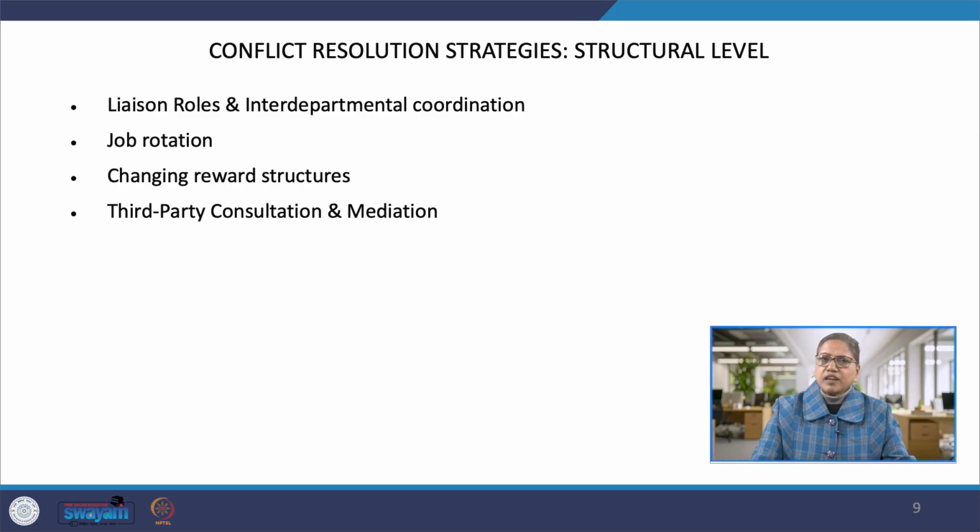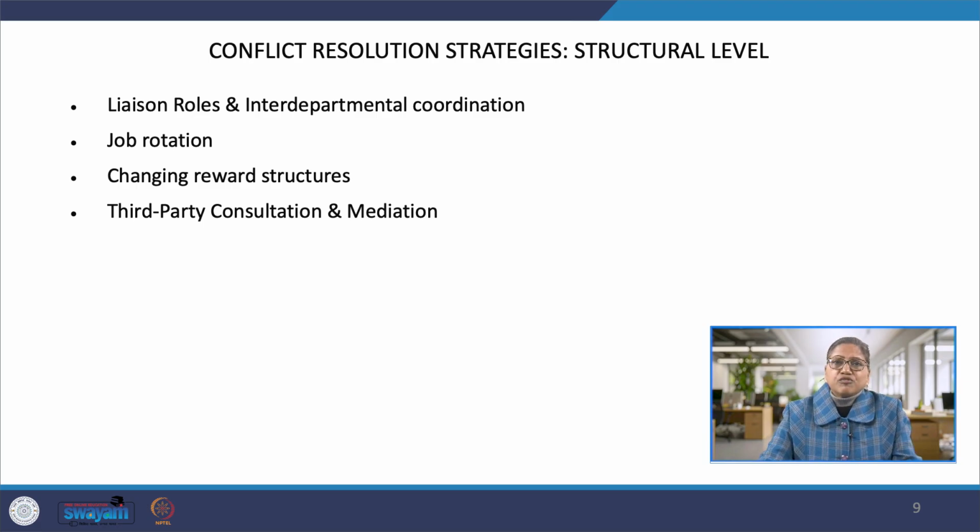Job rotation is another mechanism, allocating different responsibilities to people at a certain period of time, moving personnel between departments or transferring them from one department to another in order to improve their understanding, reduce the collision which occurs due to us versus them mentalities, and reduce friction.